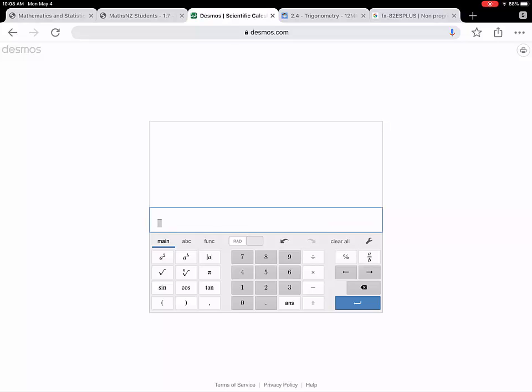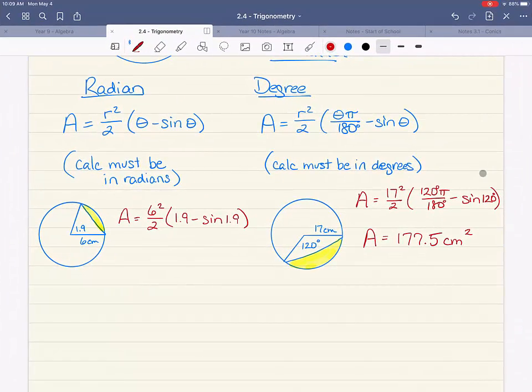We put in the fraction bar, 6 squared over 2, right arrow to get out, bracket, 1.9, minus sine 1.9. Close your bracket again, and we get 17.166, which would round to be 17.2. So my area is going to be 17.2 square centimeters.